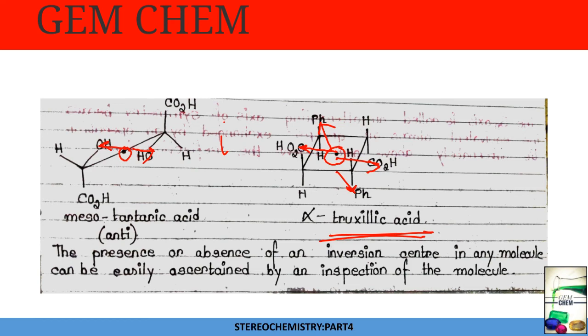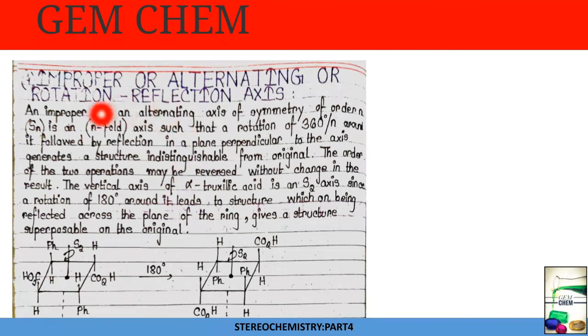Next, the last one, which is the toughest one, is the improper axis of rotation, or improper or alternating or rotation reflection axis. In this one, an improper or alternating axis of symmetry of order n is an n-fold axis such that a rotation of 360 degrees by n around it, followed by a reflection in a plane perpendicular to the axis, generates a structure indistinguishable from the original. The order of the two operations may be reversed without change in result.